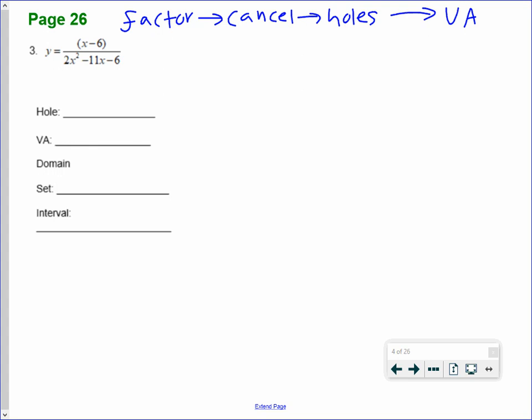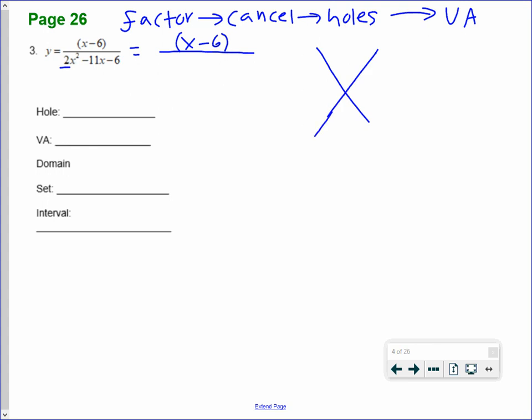The numerator is already factored out, so we don't have to worry about that. But the denominator needs to be factored out, so we're going to do that. And we have 2x squared minus 11x minus 6. That's our denominator. And we see our coefficient of x squared is 2. It's not 1. So that means we're going to use the x in the box method. That's the method I like to use. I think it makes the most sense. So that's what we're going to use.